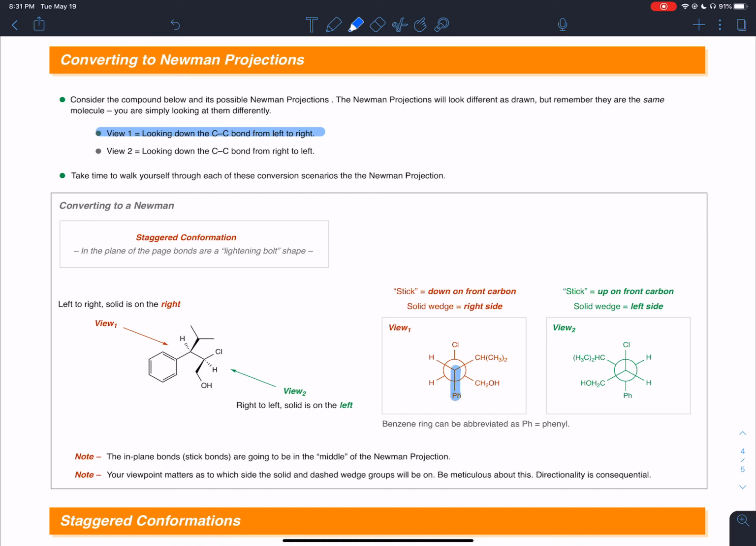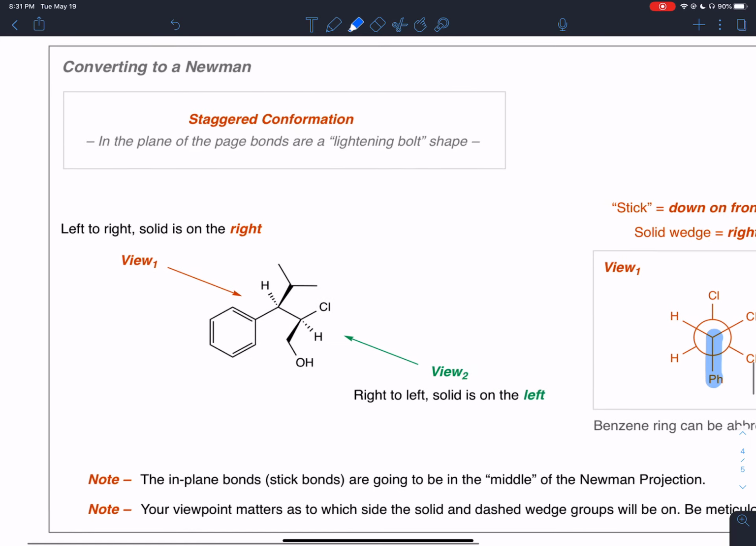That's really important, okay? So it will look differently if we are perceiving this compound from a different viewpoint, all right? And I want you to be able to do this really effectively and quickly, okay? The first thing I want to note here is that about the carbon-carbon bond that we're looking down, the in the plane of the page bonds are a lightning bolt in shape. This indicates that we have a staggered conformation. It's the first thing that we notice.